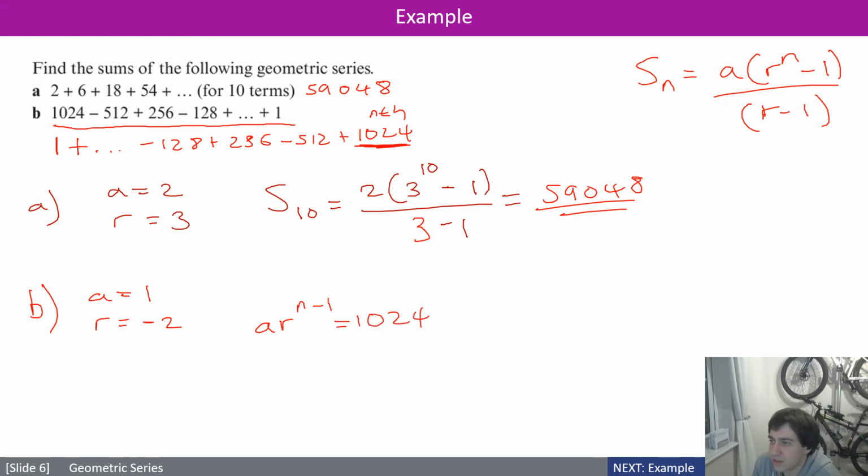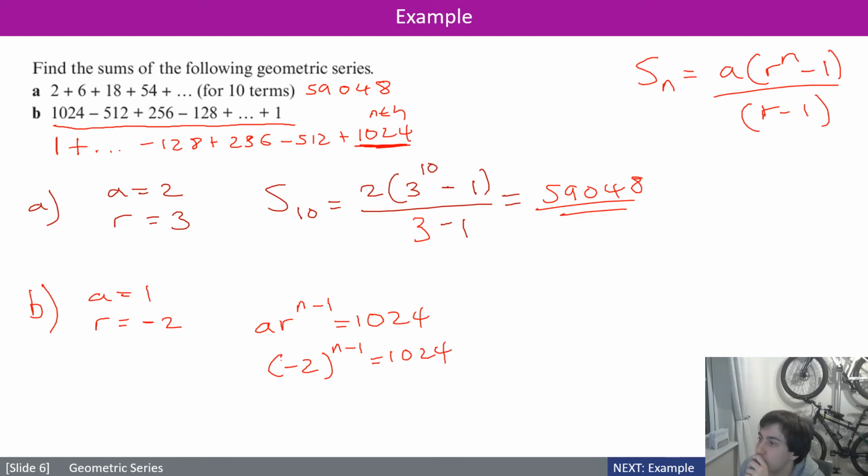Let's figure out what that n is. We've got 1 as a, so basically we've got minus 2 to the n minus 1 equals 1024. Now, again, at this point, you could potentially use your intuition. You could say, oh, I know 2 to the 10 is 1024, so n must be 11 or something like this. But let's do the general method. We have to be careful here, because can we actually take log of both sides? If I do that, I'll end up with the log of a negative number, which doesn't exist.